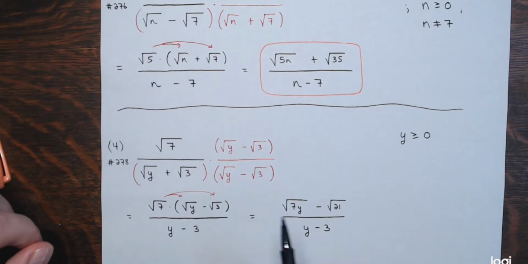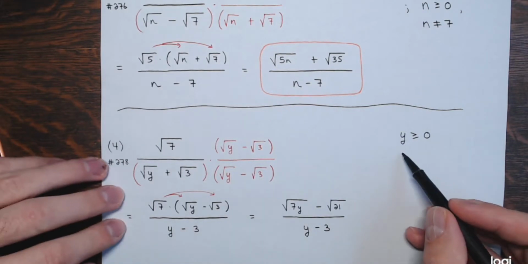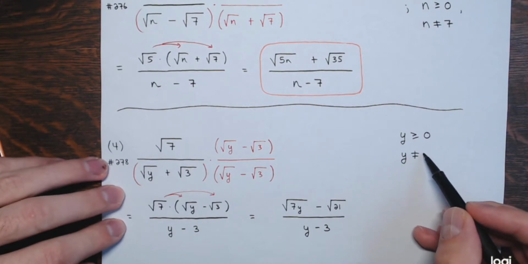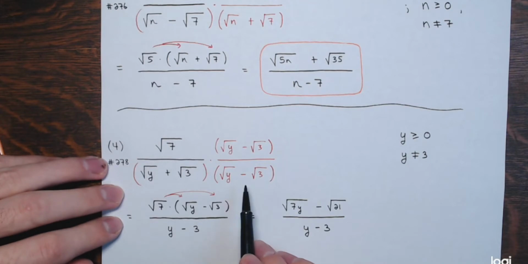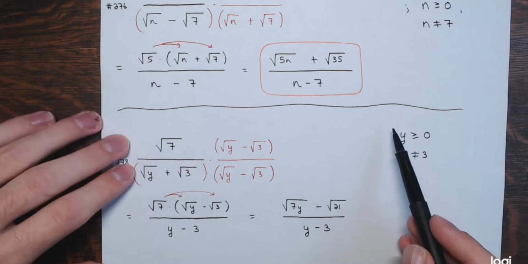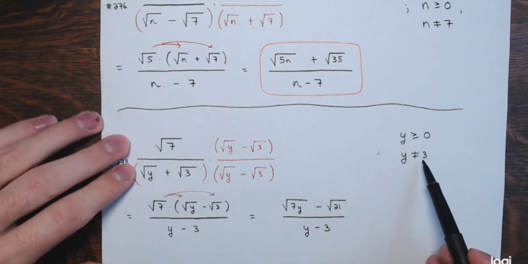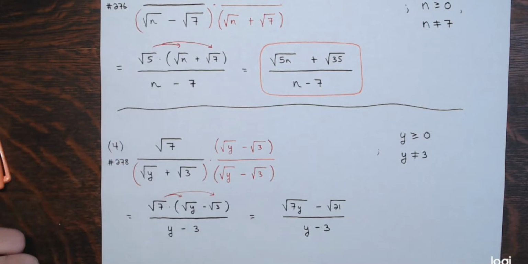Now notice, because I multiplied by this over this, y can't be 3 either. Because I multiplied by the square root of y minus the square root of 3 in the denominator, y can't be 3. Because if y were 3, see in the end here even, the denominator would be 0, and you can never have a denominator of 0. So I'll add that further restriction to the value of y at the end. Let me circle that.